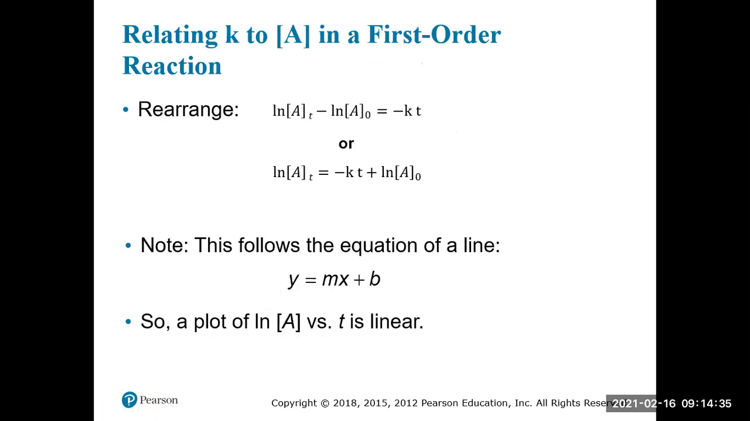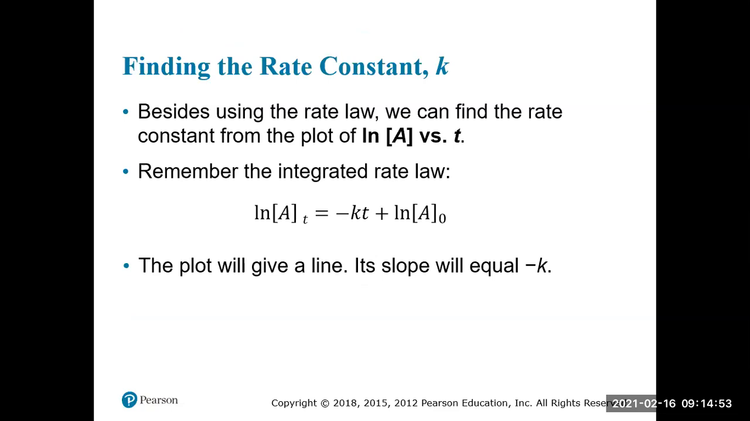But one easy way to find rate constants and to see the order of a reaction is this: if it's first order, it's going to be linear with natural log of A versus time. So by doing the plot, you're able to simply tell if it's first order, and then if it is first order, you're able to pretty easily figure out what the rate constant is.